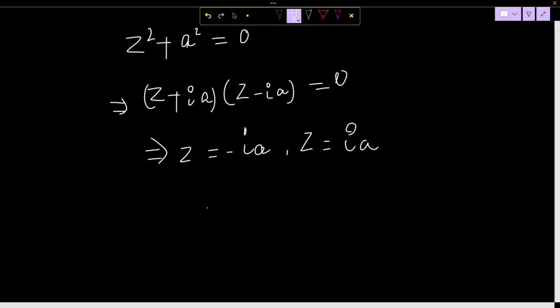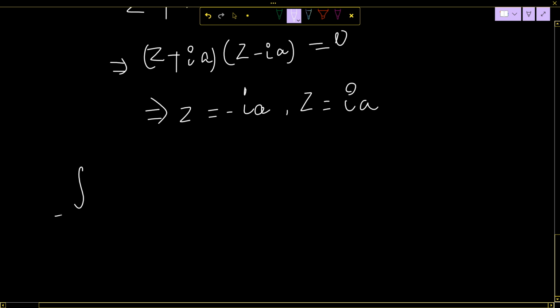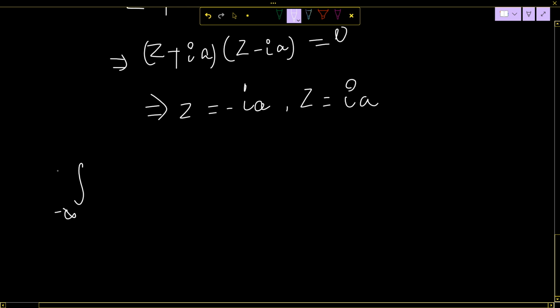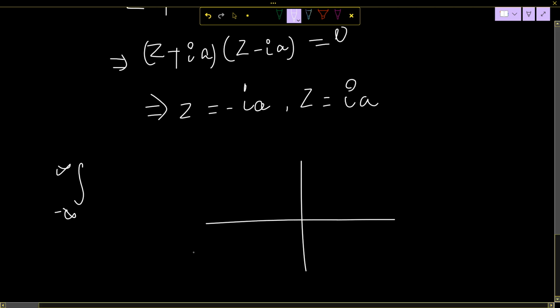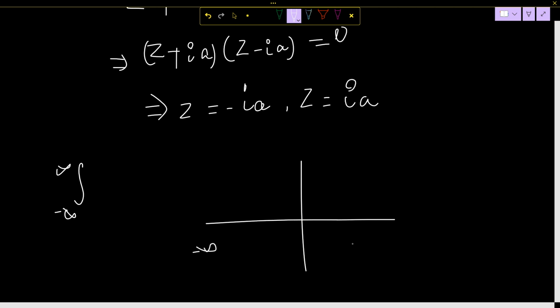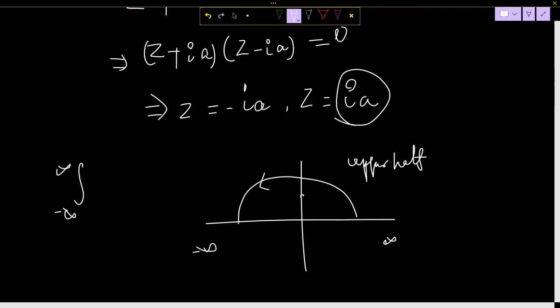But see, here the limit is from minus infinity to infinity. All right, when the limit is from minus infinity to infinity, the contour is taken as what? It is taken in the upper half of the plane. Okay, so we take the upper half part, isn't it? So what is in the upper half? We will find only plus ia in the upper half. The plus ia will be here, isn't it?